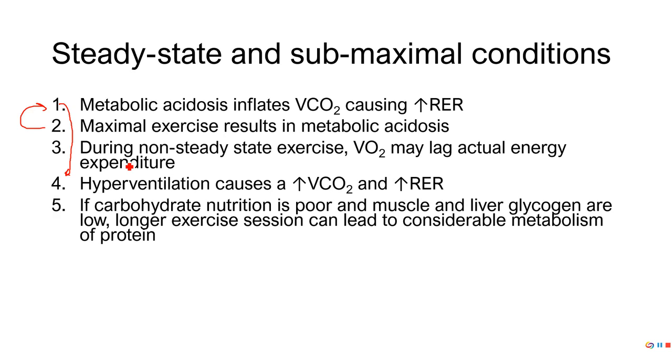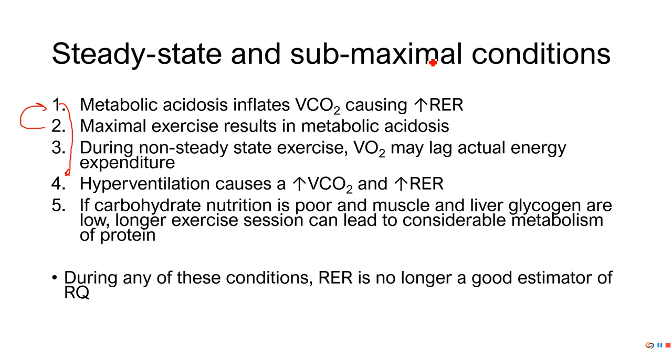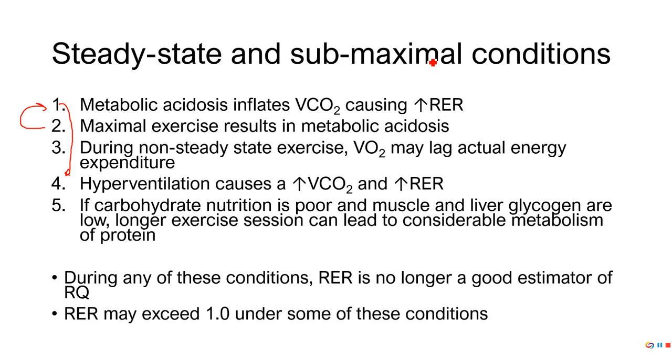If you don't have a good mix of nutrients in your diet, so let's say, for example, you're on a low-carb diet, then your RER is going to be off because you're relying on other substrates such as protein. So if any of these 5 conditions are occurring, RER doesn't give us a good estimate of RQ, which means we can't really estimate how much energy you're using. And especially with the ones that I've tried to highlight here, that's when RER exceeds 1.